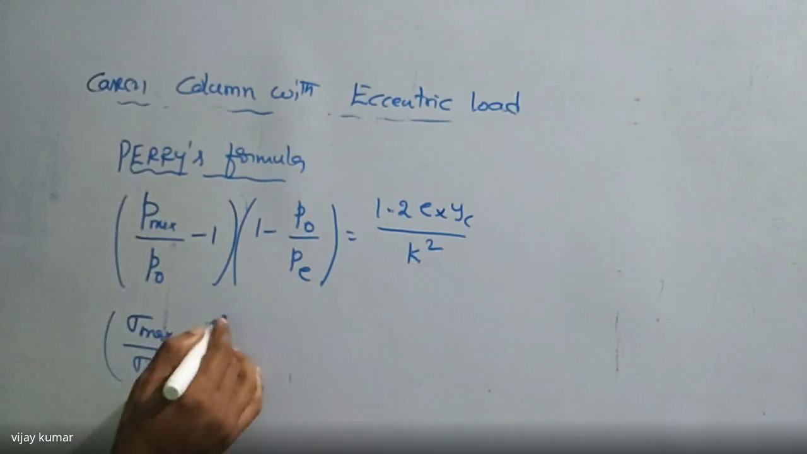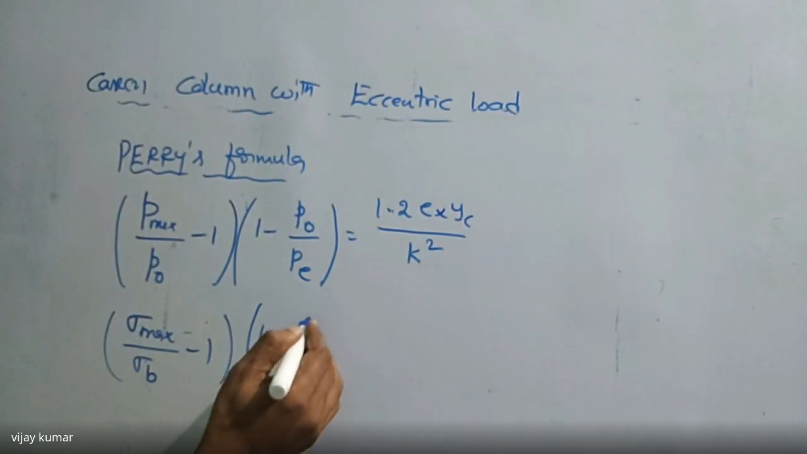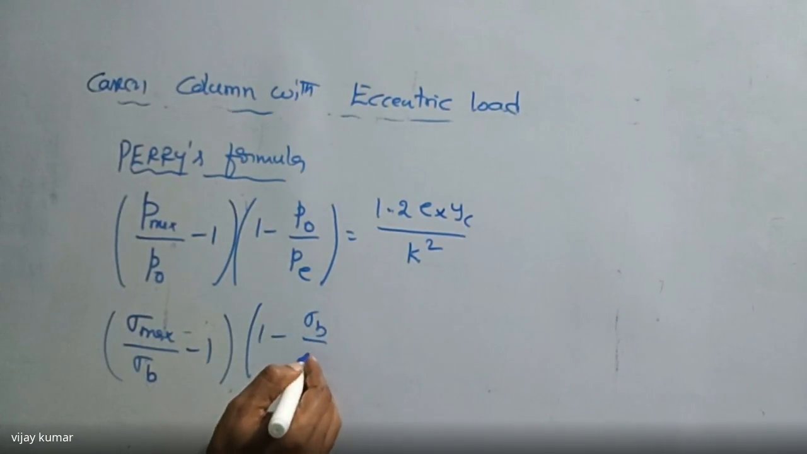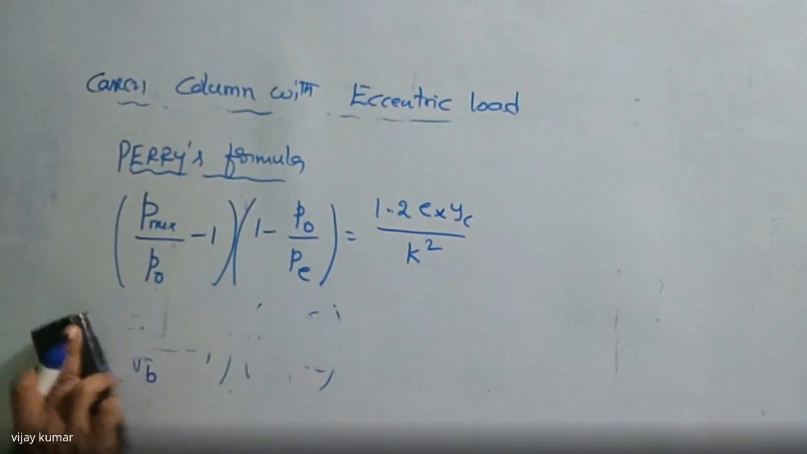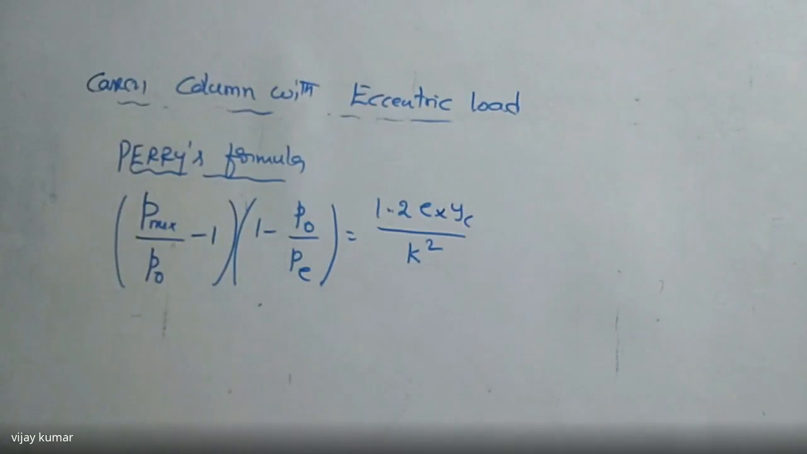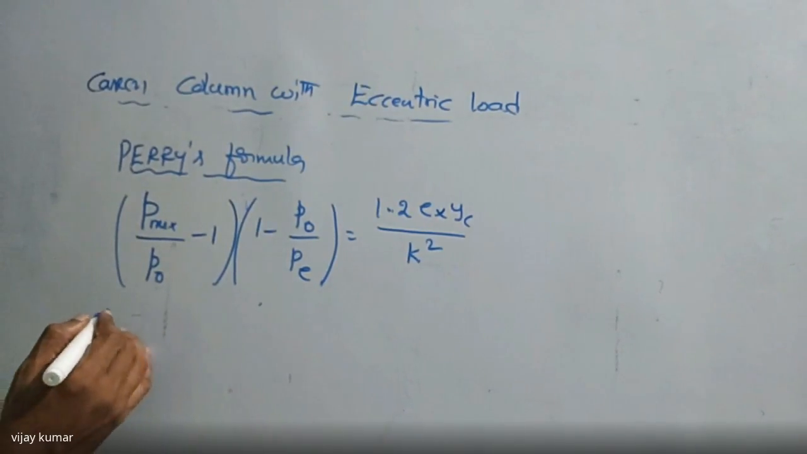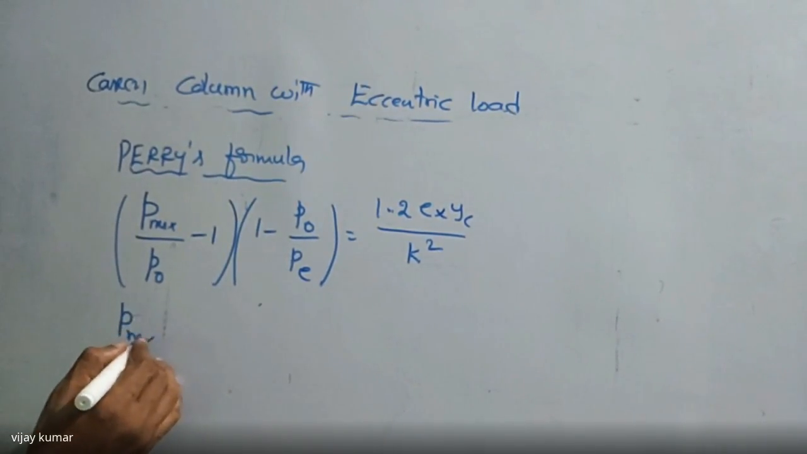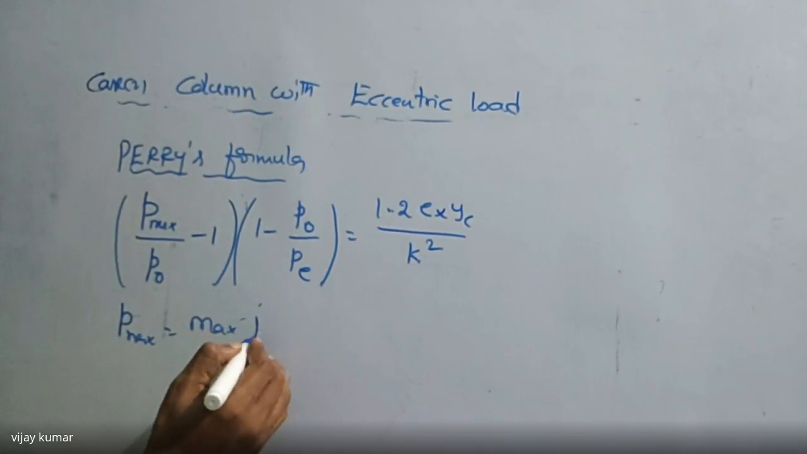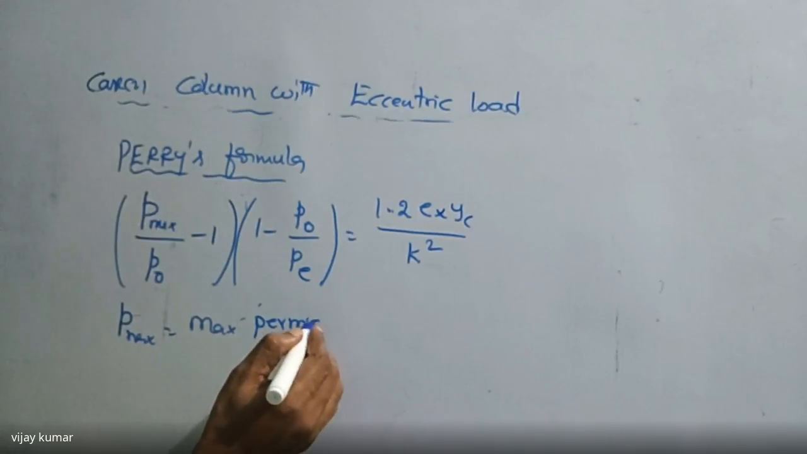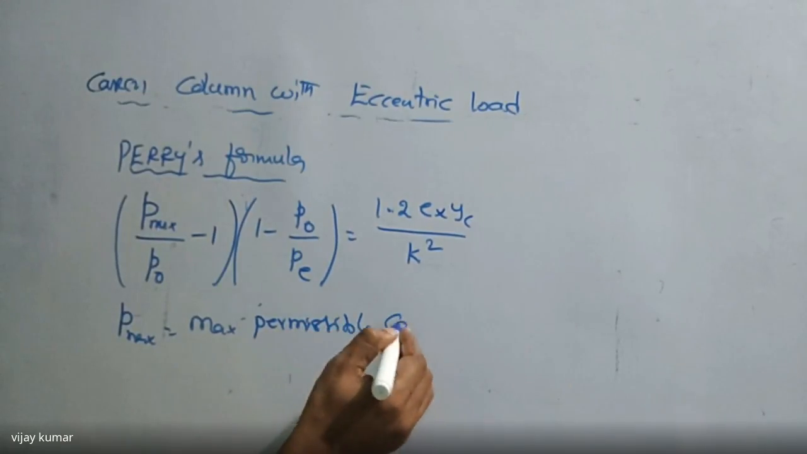Minus 1 into 1 minus sigma B divided by sigma E, yield stress value. You got my point or not? So here is one I'm giving to you. P maximum is nothing but the maximum permissible compressive stress.